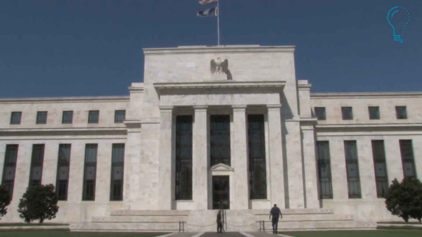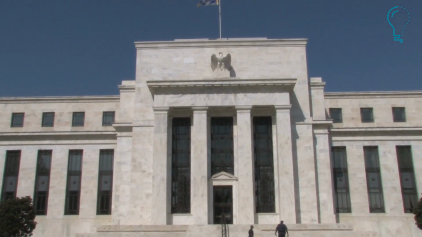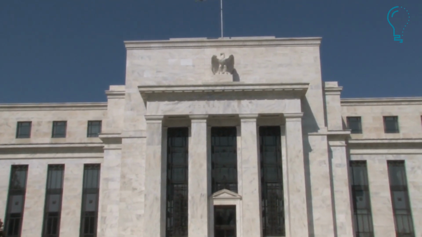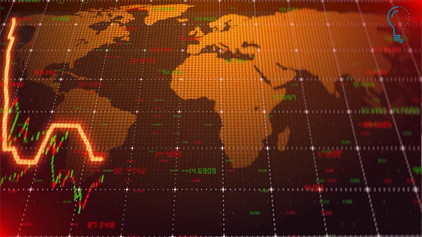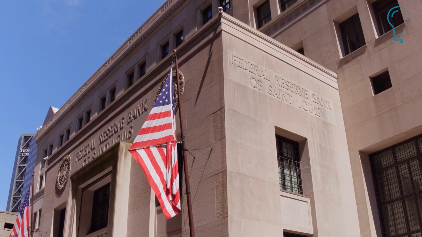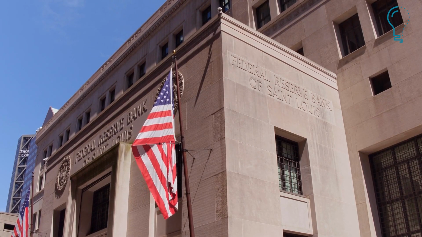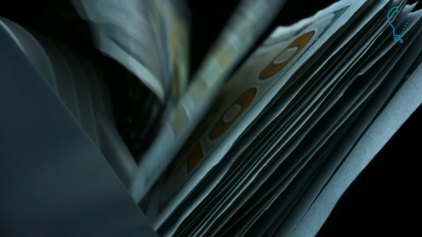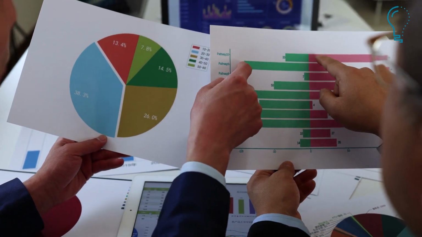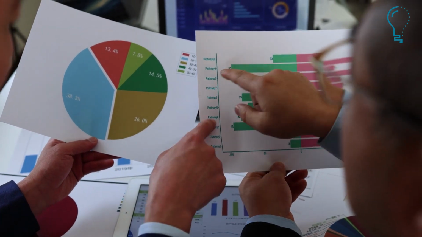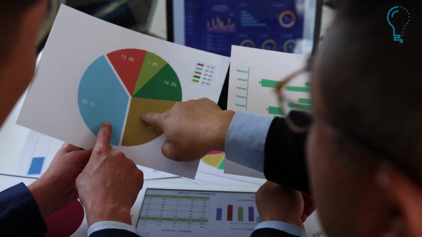The centralized control of the dollar also means that its value is subject to the whims of the Federal Reserve and the US government. For example, in the wake of the 2008 financial crisis, the Federal Reserve engaged in quantitative easing, which involved creating new dollars to purchase government bonds and other assets. While this policy helped to stimulate the US economy, it also led to concerns about the stability of the dollar as a global reserve currency.